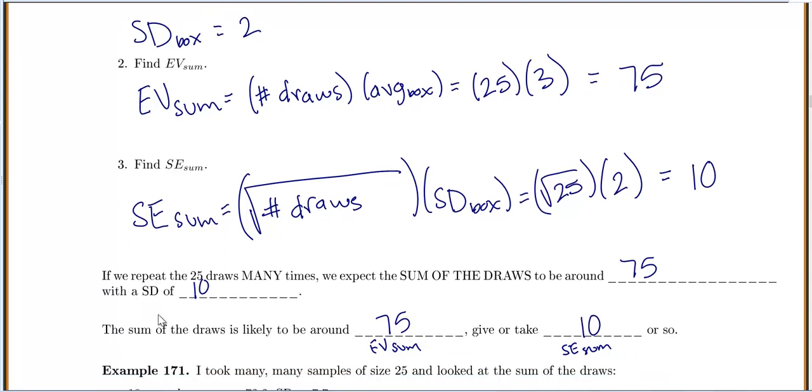So again, this is what we're going to talk about over and over. So the sum of the draws is going to be likely to be around the expected value for the sum, give or take the standard error for the sum. So the reason why is that the standard error of the sum tells you what you can expect the size of your chance of error to be. Or in other words, the standard error for the sum tells you how much you're likely to be off from what you expect. So we expect to be off by about 10.